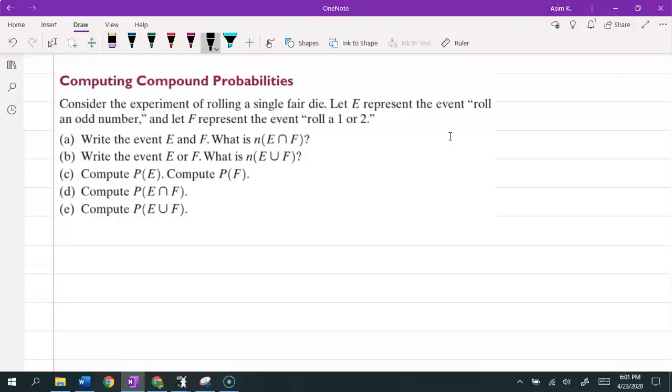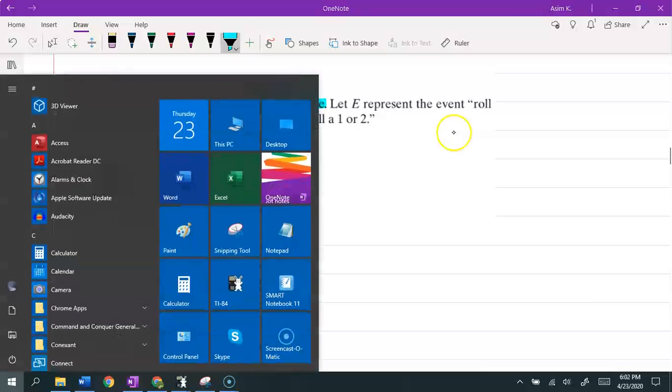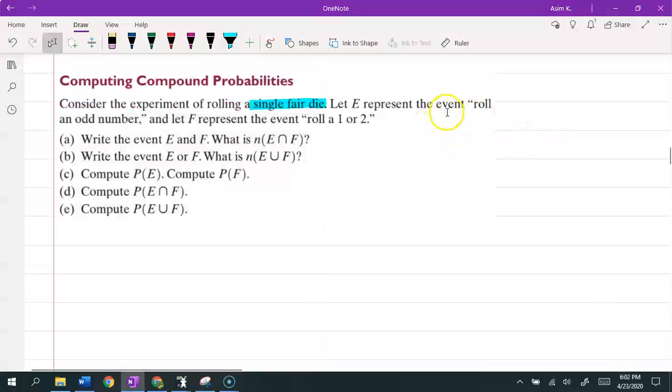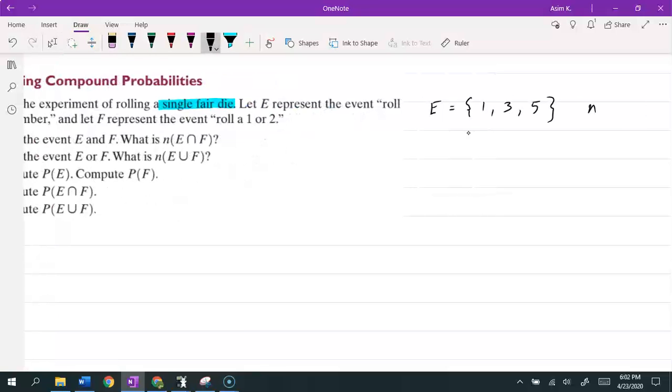All right, so it says consider the experiment of rolling a single fair die. So I hope that you know what a fair die is now, right? It says let E represent the event roll an odd number. So let's pause here. What are all the odd numbers on a die? And we'll call that event E. Okay, so event E could be a 1, it could be a 3, or it could be a 5. And what is the count of event E? The count of event E is 3.